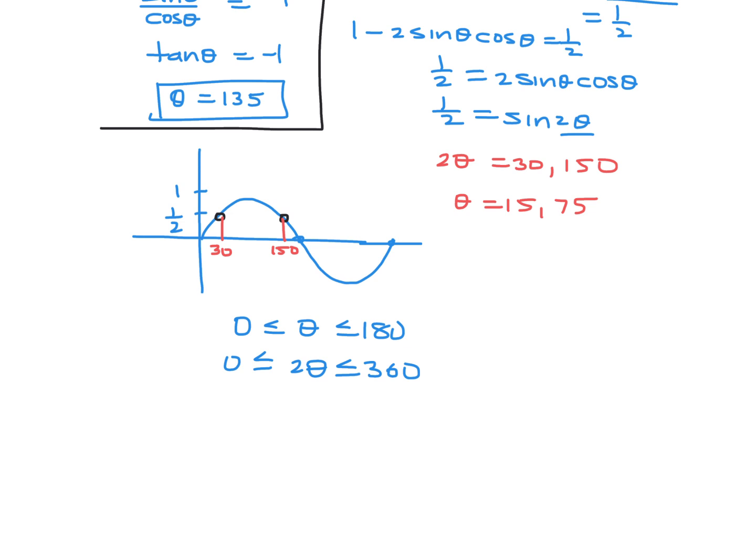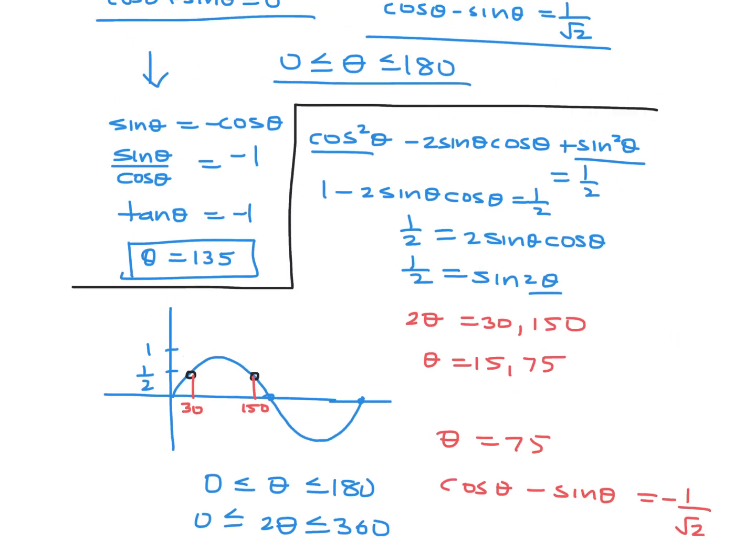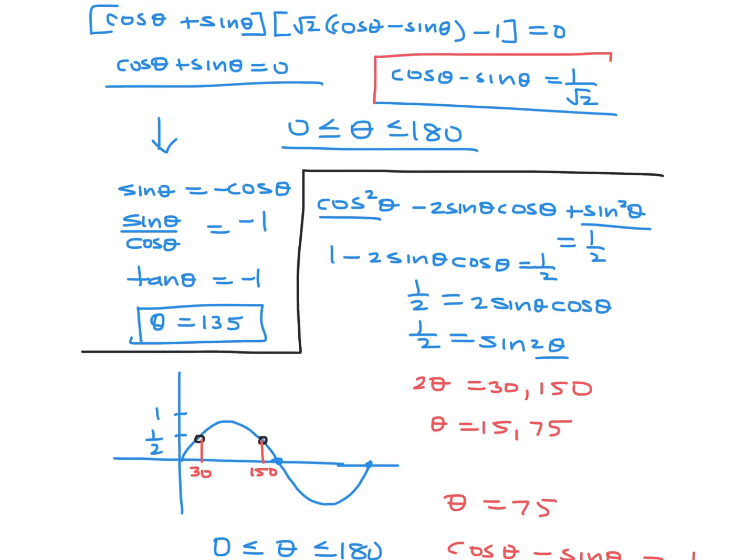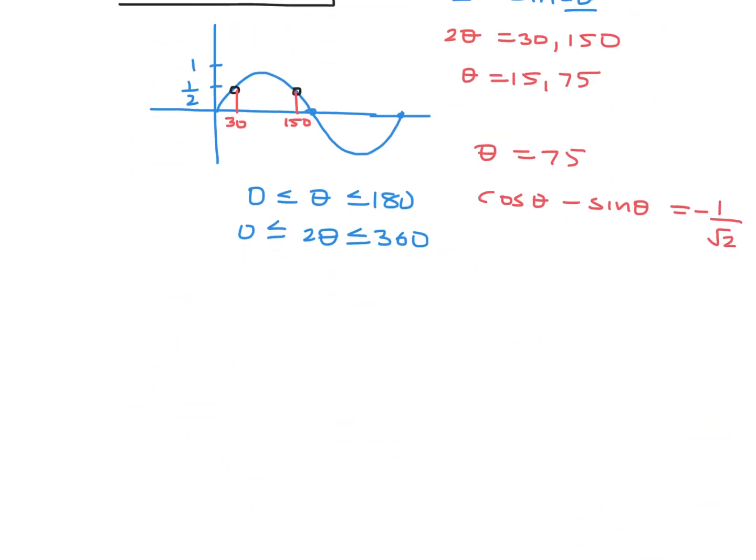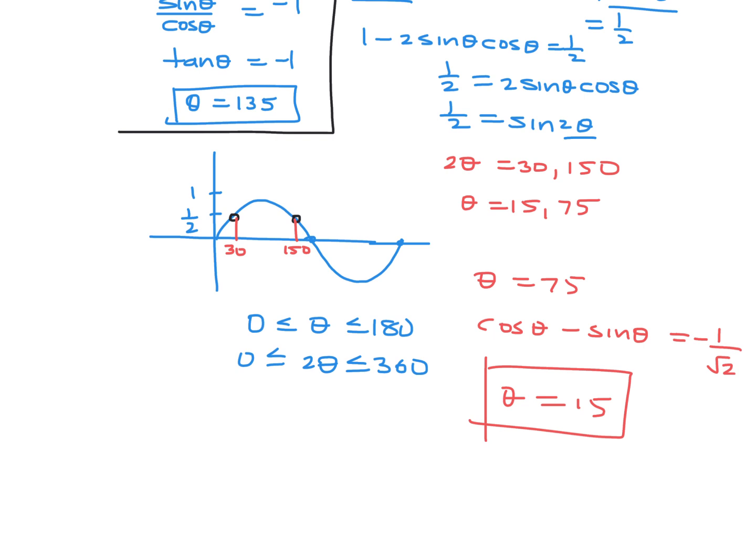But this question is a little tricky because you got to verify these, because when theta is 75, this falls apart. This cos theta minus sine theta actually gives me minus 1 over root 2. And remember, it was supposed to give positive. Yeah, so you have to go back and double check. But fortunately, the 15 works out. So the only values that actually work when you go back and verify are this one and this one. So theta is either 15 or 135 only.